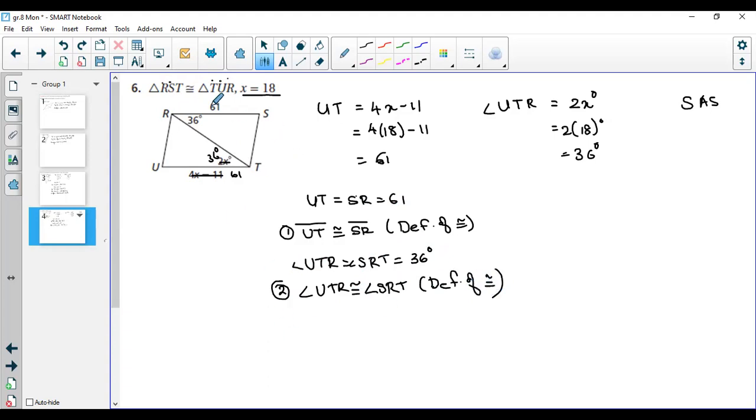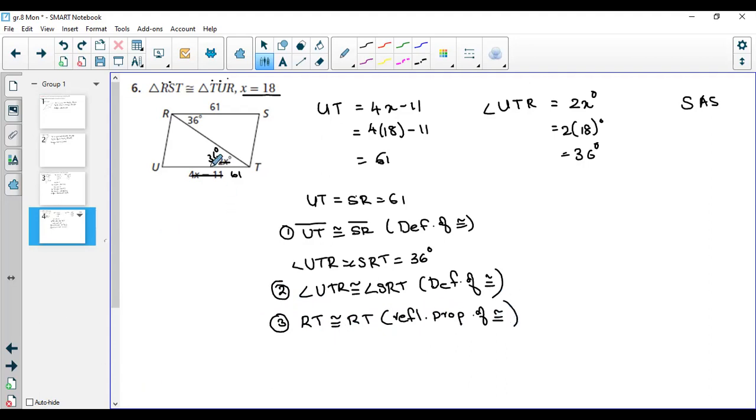Now finally the last statement, which is going to be RT, because we have already talked about the other sides, right? So the final statement is going to be RT is congruent to RT because of what? Because of the reflexive property of congruence.